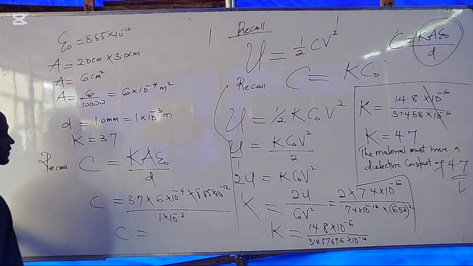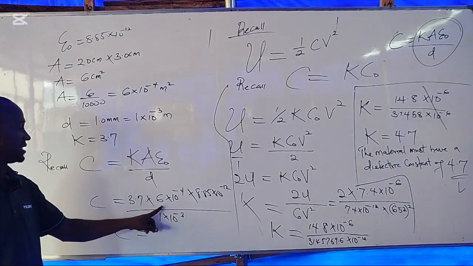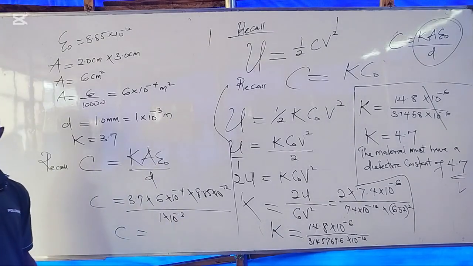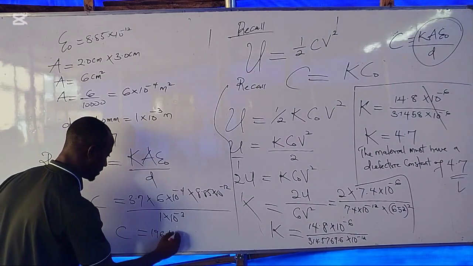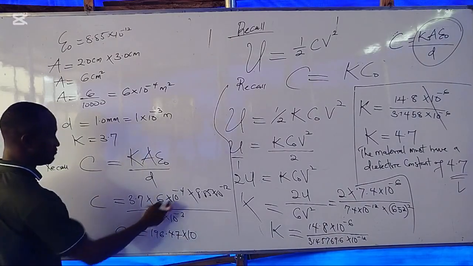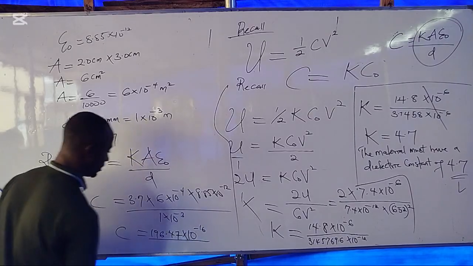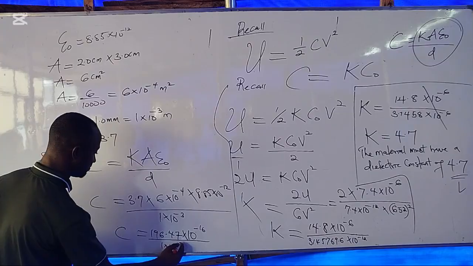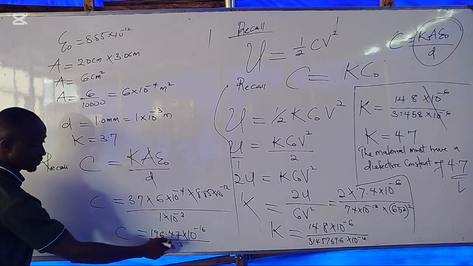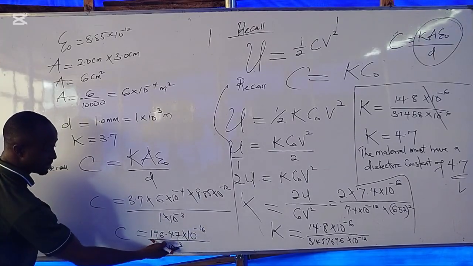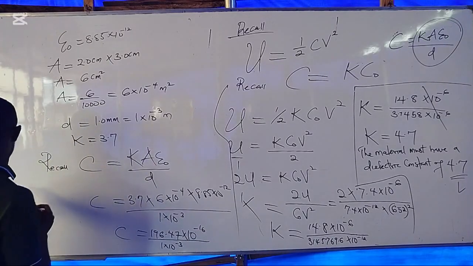What's our C? Please also multiply from the numerator. 3.7 times 6 times 8.85 is 196.47, times 10 to the power minus 4 minus 12, which is minus 16, divided by 1 times 10 to the power minus 3. When you divide all of this by 1, we still have this. So that means we're going to add the power. When you bring minus 3 upward, it becomes plus 3. So what do you think will be the final answer now?